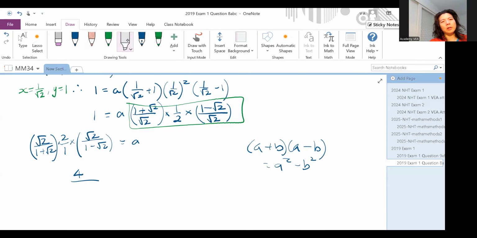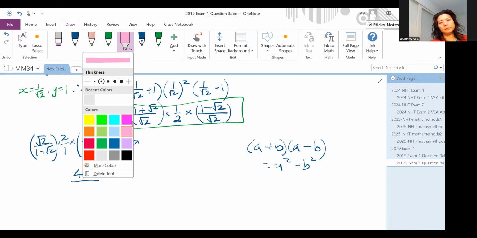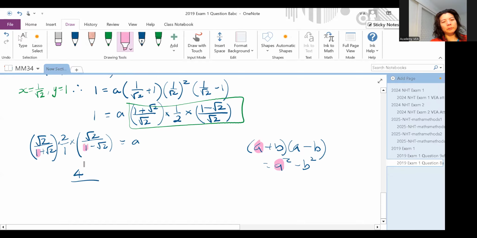So in this case, our a is 1. So you're going to have 1 times 1, which is 1. And then you have b, which is the square root of 2. And so when you square that, it gets rid of the square root. So it becomes just regular 2. So you have 1 minus 2 in the denominator, which means you'll have 4 divided by negative 1 equaling a. So therefore, a is negative 4.